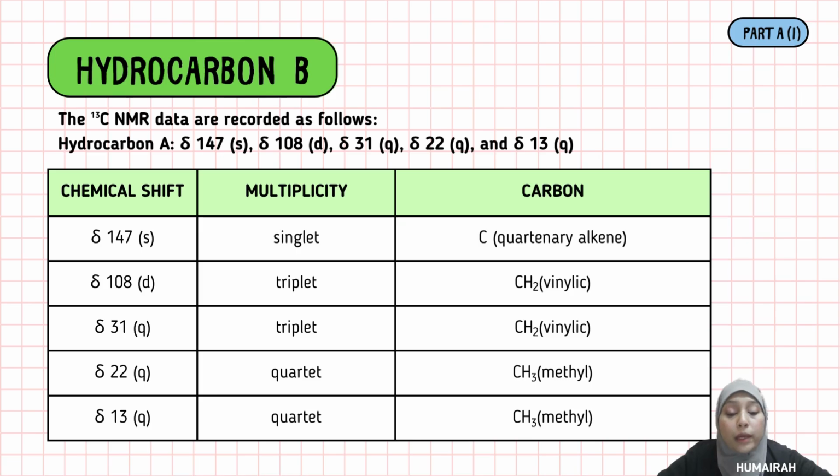Another CH2 group appears at 31 ppm as a triplet too. This is a more saturated environment, likely to be allylic. And the signals at 22 and 13 ppm are quartets representing 2 different CH3 groups, which are methyl groups. So from this, we can deduce the structure is likely to be 2-methyl-1-butene, which is a branched alkene with 5 carbon atoms.